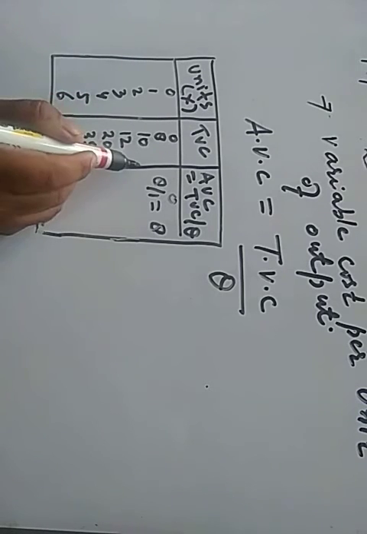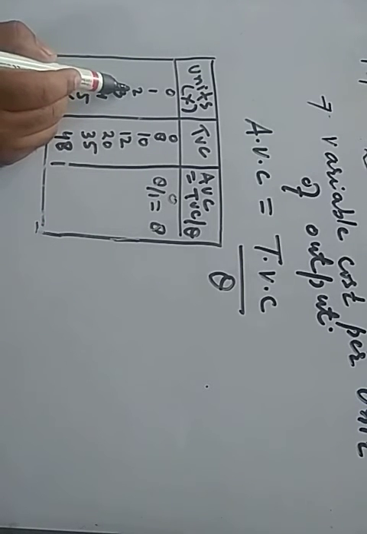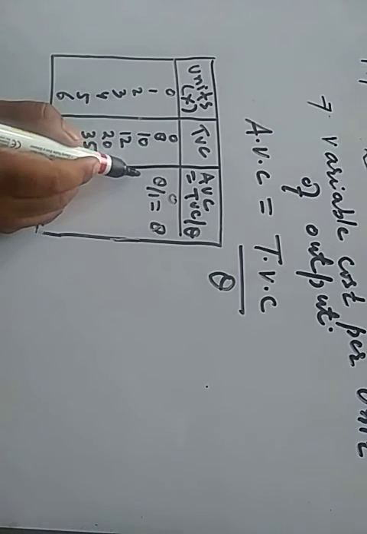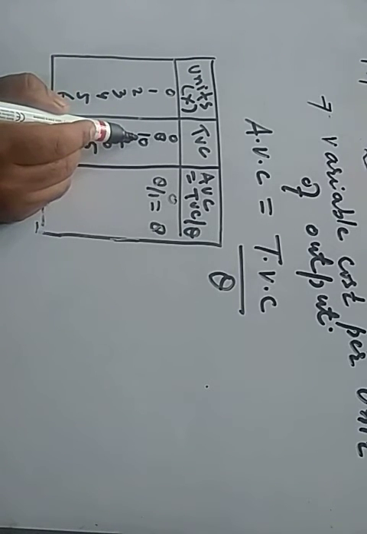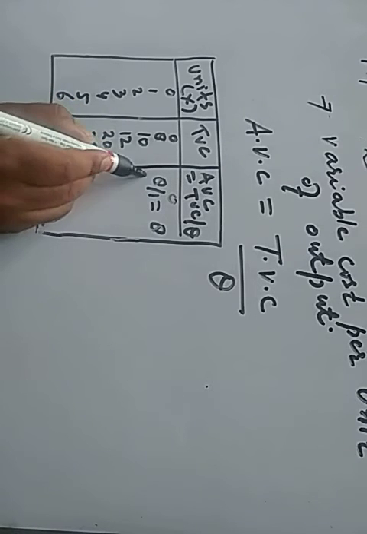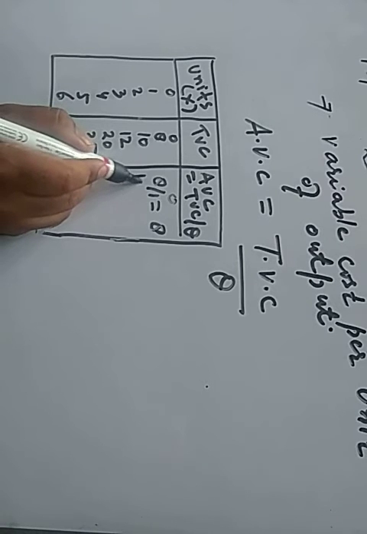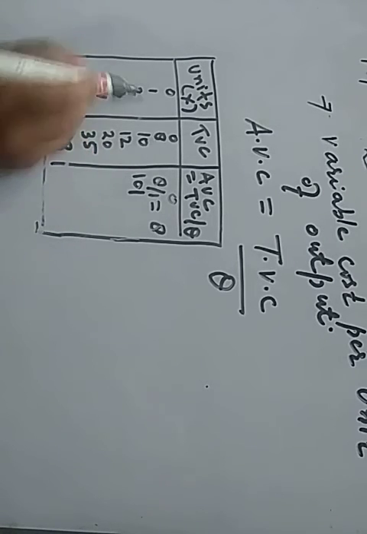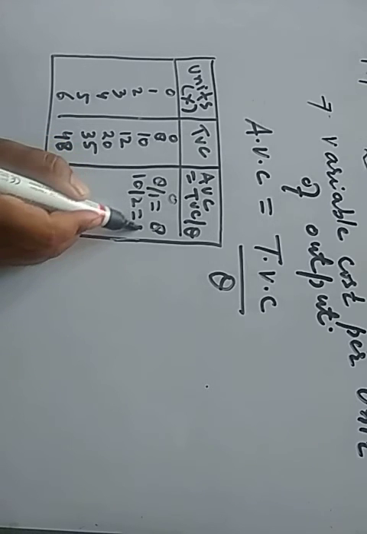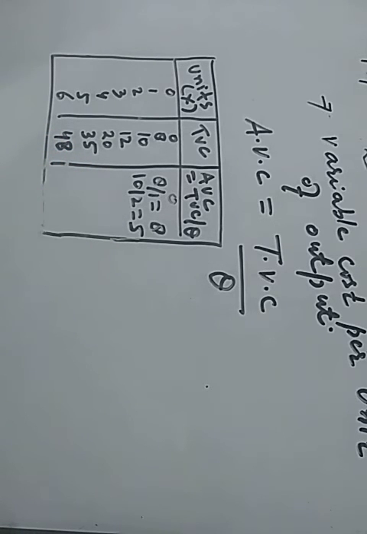And when the level of output increases to 2 units, the total variable cost, cost of labor and cost of raw material, has also increased from 8 rupees to 10 rupees. And variable cost per unit will be equal to 10 divided by the level of output, 2, which is 5. This shows that variable cost, cost of labor and raw material per unit of commodity X, is equal to 5 rupees. And for 2 units, it is equal to 10 rupees, which is the total variable cost.